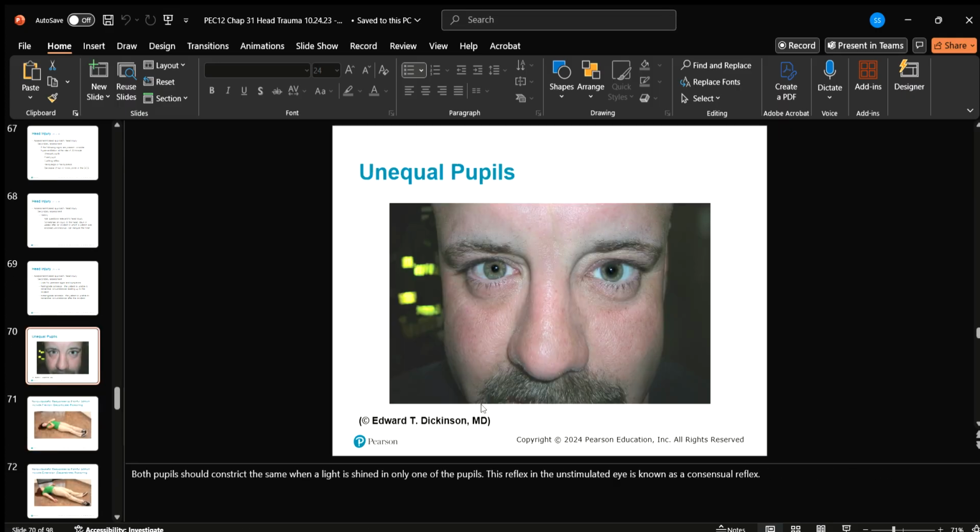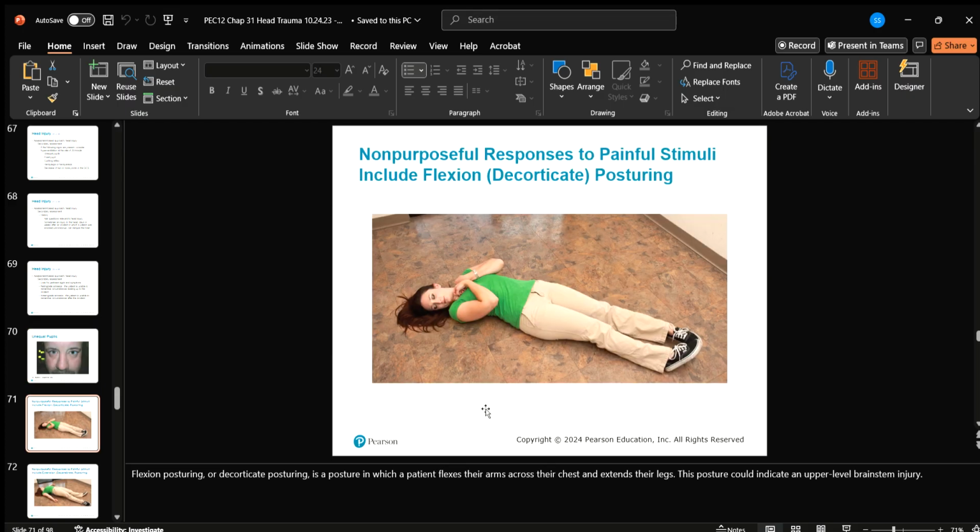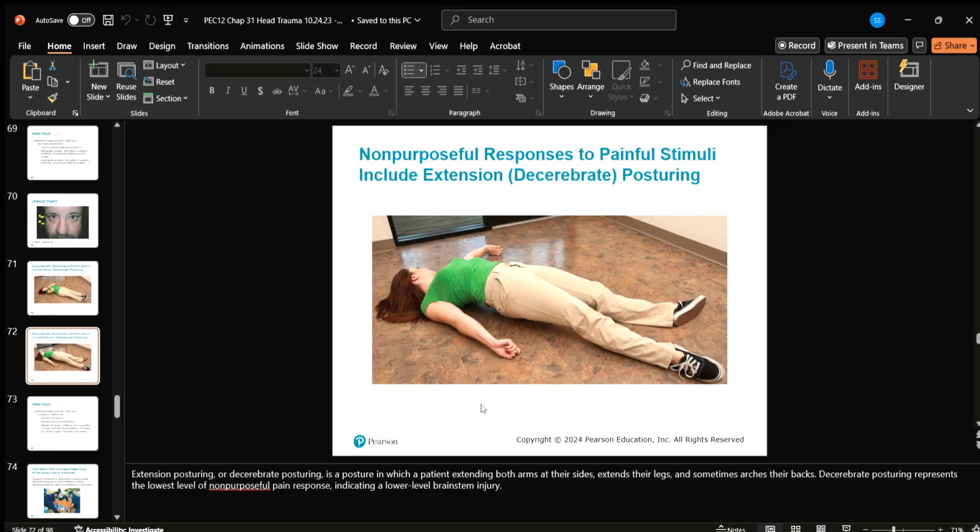Here's an example of unequal pupils. And here's that decorticate posturing. And what's the other one? Decerebrate posturing. These are both bad. These indicate that the patient is dying. They are dying.